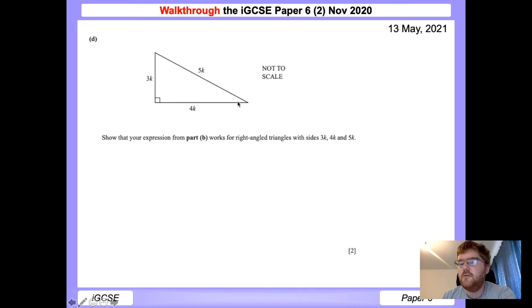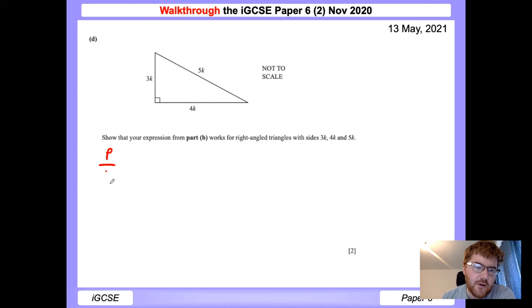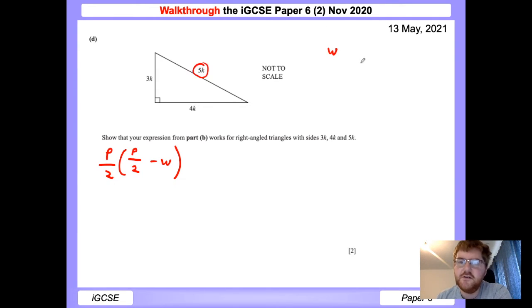And this one now takes it into a more algebraic way. Show your expression from part B works with right angled triangles with sides 3k, 4k, and 5k. So again, we write down the formula from part B. This was the P over 2 minus W. This is the formula. In order to use this, we need to identify what W is. Remember, it's the hypotenuse, 5k, and that P is equal to all these added together. So 5k plus 4k plus 3k, that gives us 12k.